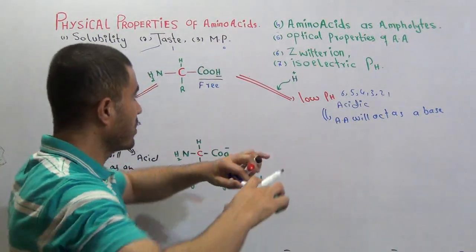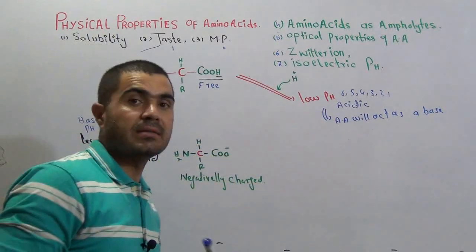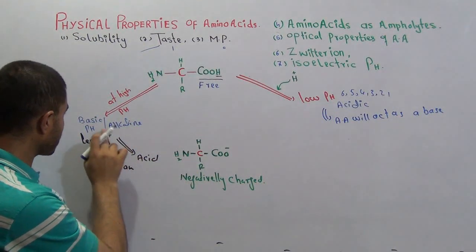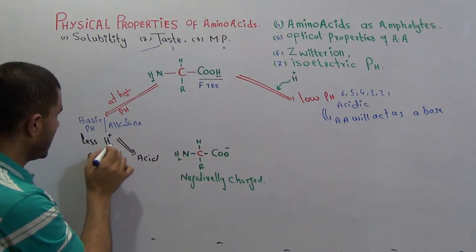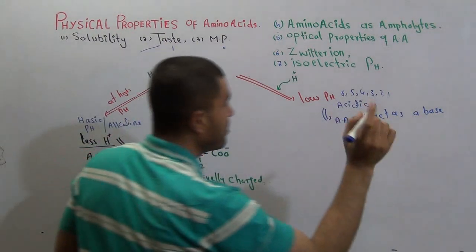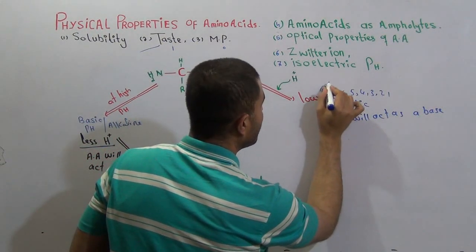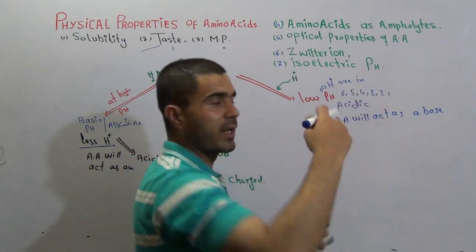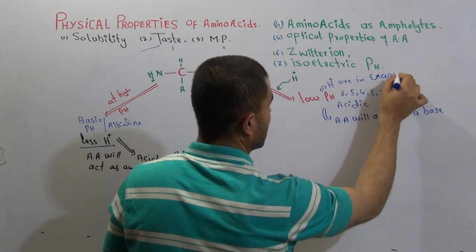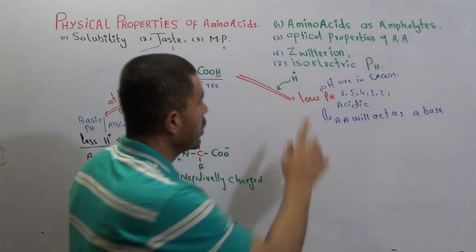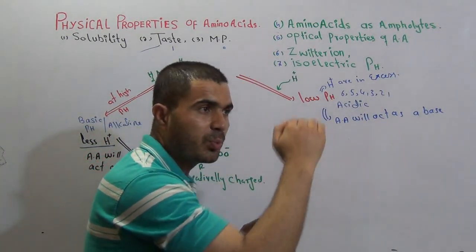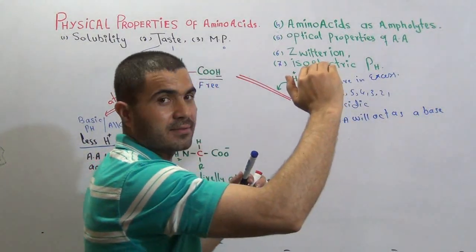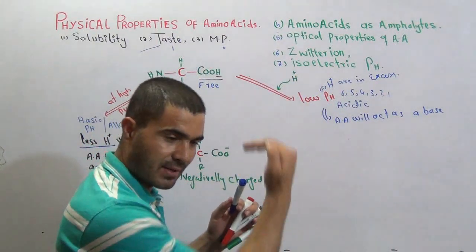Because at low pH the hydrogen ions are in excess. Sorry, at high pH the hydrogen ions are less. But remember, at low pH the hydrogen ions are in excess, meaning more in excess. Most students get confused. They think that at low pH the hydrogen ions are less. No, this is wrong. At low pH the hydrogen ions are in excess. At high pH the hydrogen ions are less.